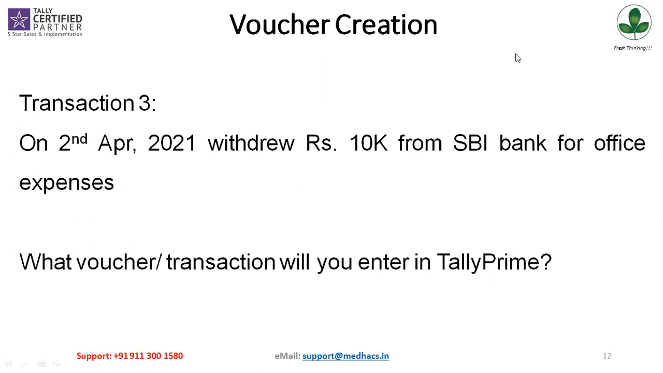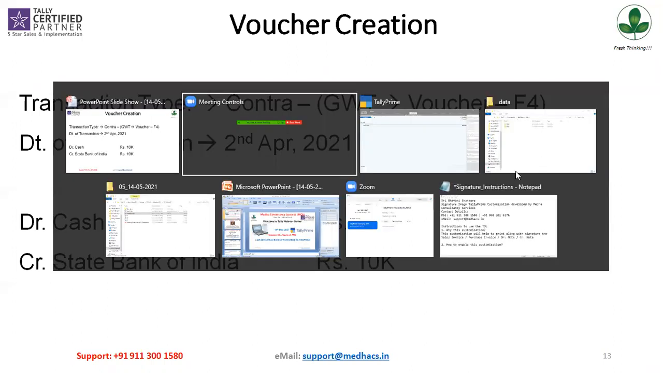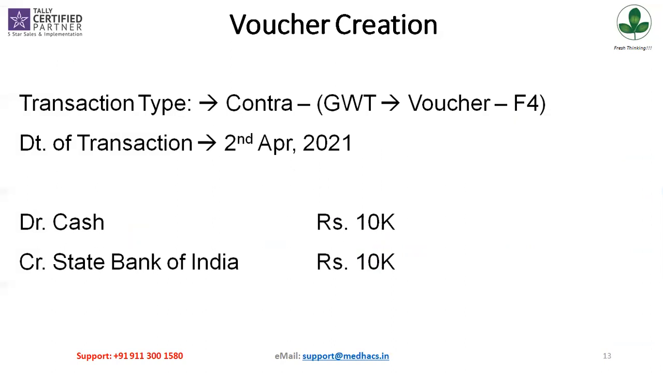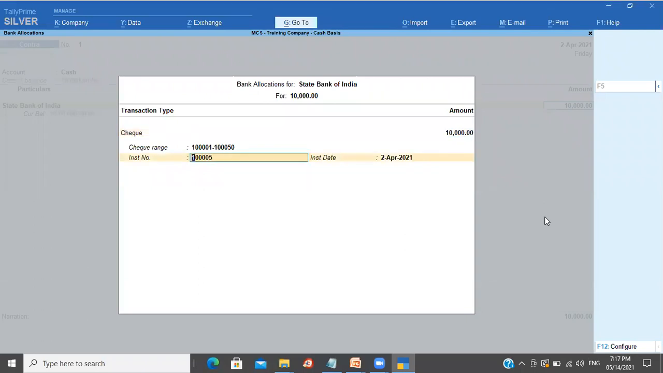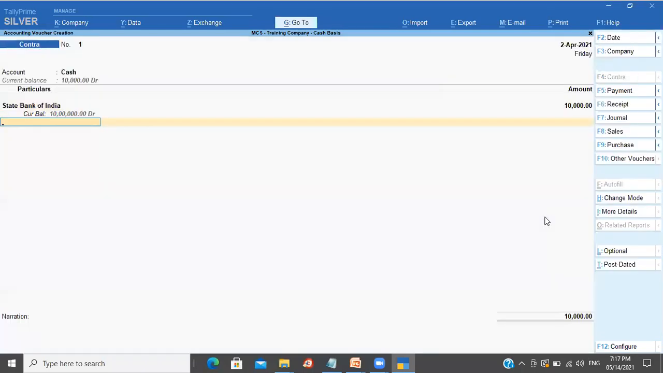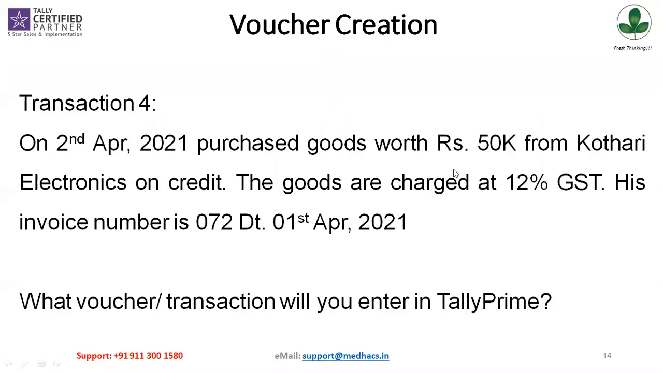So the transaction will be the same: debit cash and credit State Bank of India under contra entry. It's on 2nd of April. So on 2nd of April 21, type of transaction is contra, cash, State Bank of India, 10,000 rupees withdrawn. What is the check number? 10,001 or whatever it is. Being cash drawn from bank for office use. Okay, it's done. Fine.